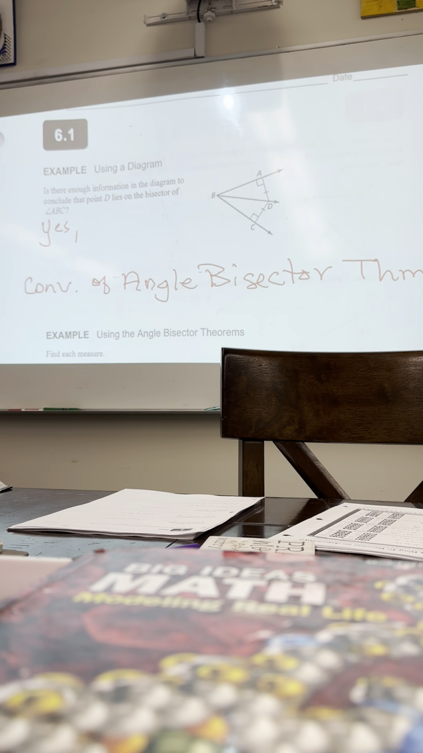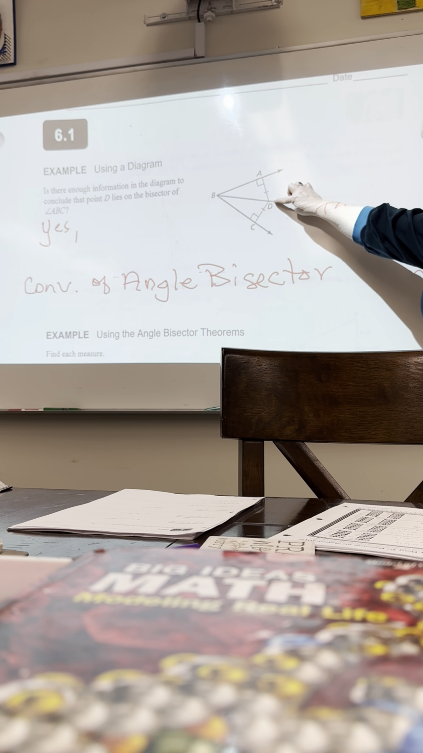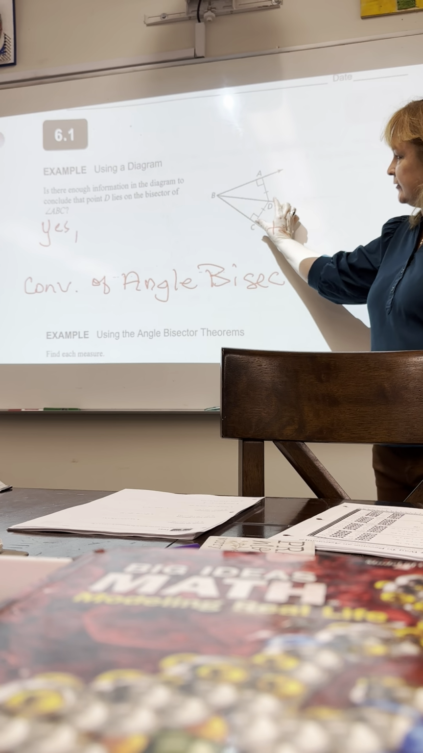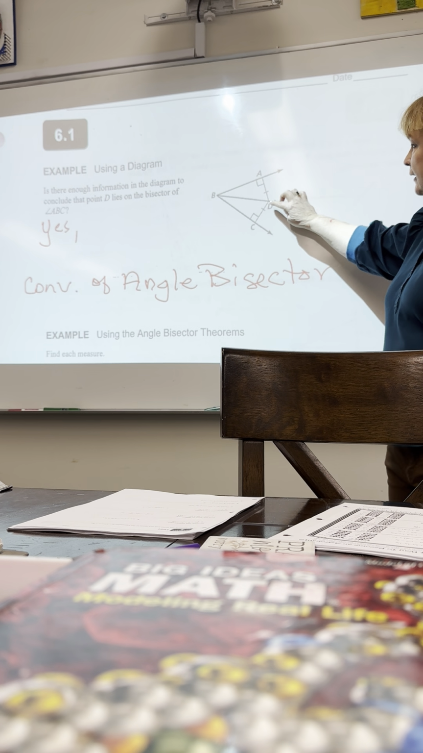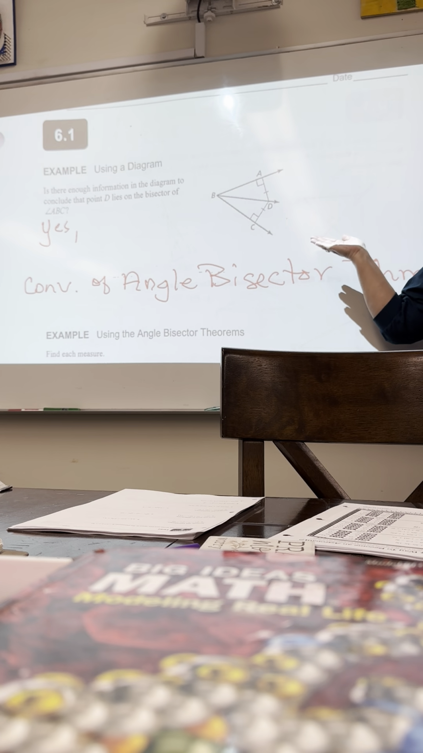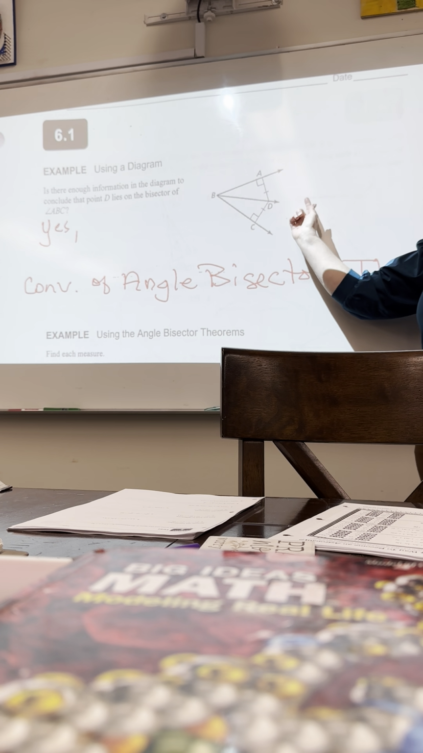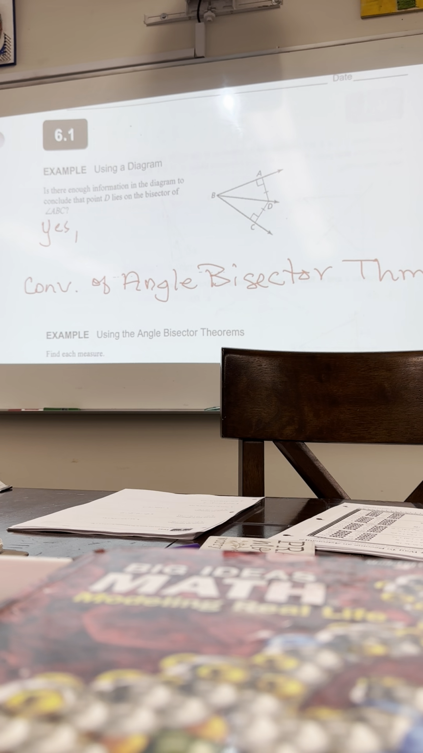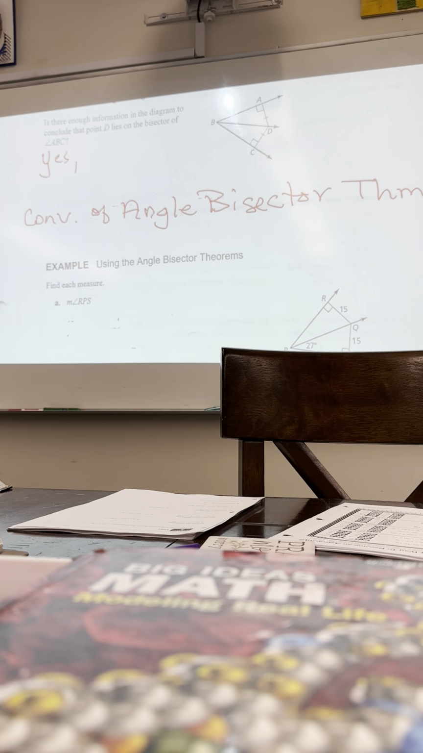So it says, if a point is equidistant from the sides of the angle, then it lies on the angle bisector, right? That's the general idea. If the point is the same distance from the sides of the angle, it lies on the angle bisector. What conclusion could be drawn now from that? That angle ABD is congruent to DBC, right? That's what's implied? Okay. All right, next.